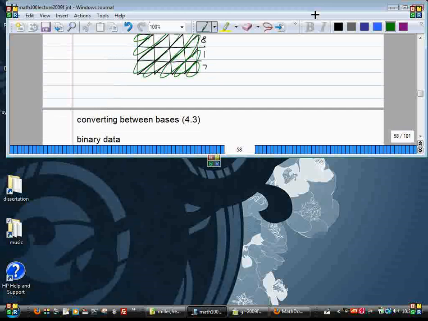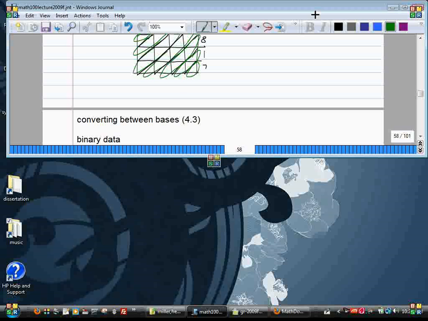Okay. Well, when you see a computer write down the number 1011, what is that? It's a code. What does it mean? Okay. Well, that's what we're going to learn. That's one of the applications of converting between bases. And so one of the things we're going to learn is what all those ones and zeros mean.